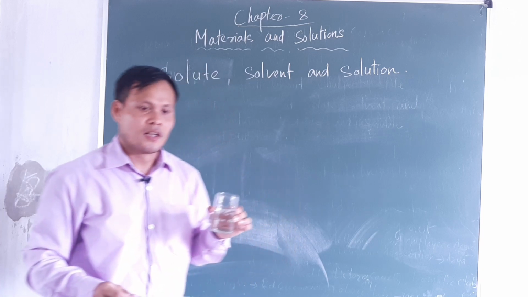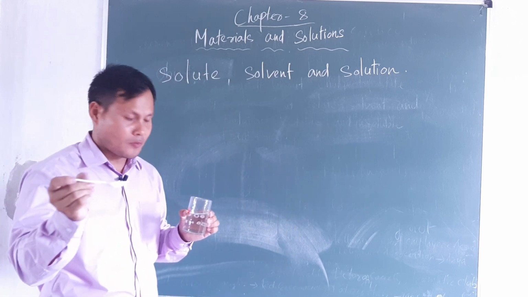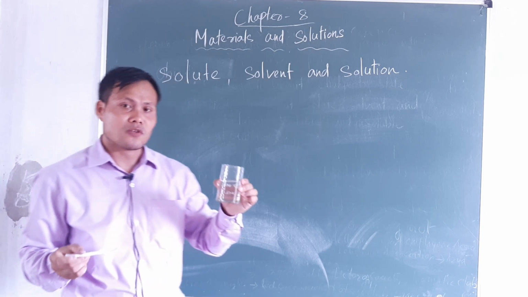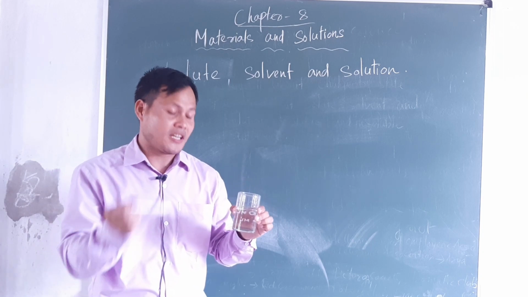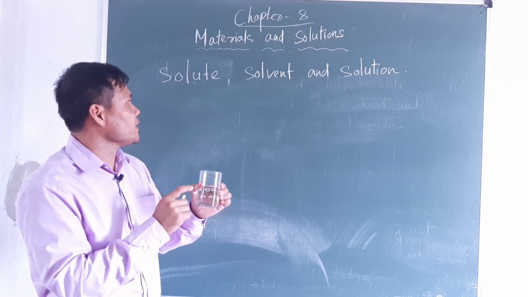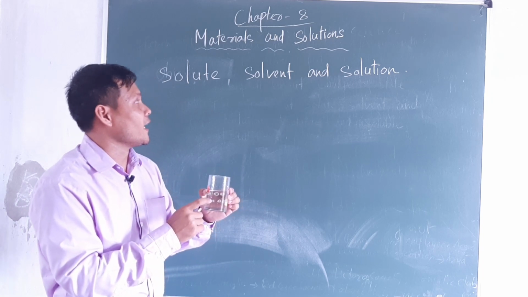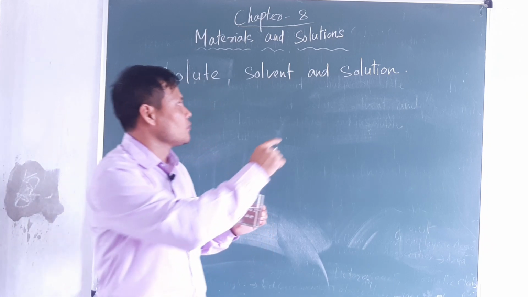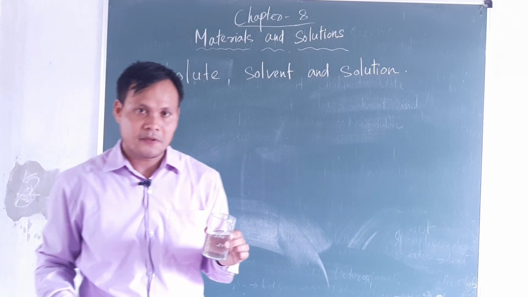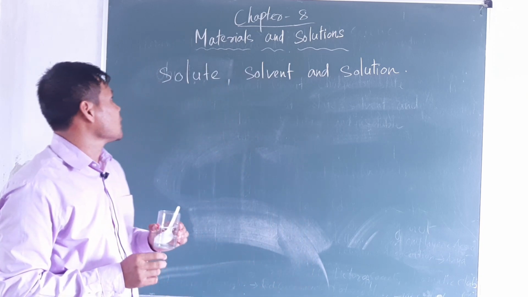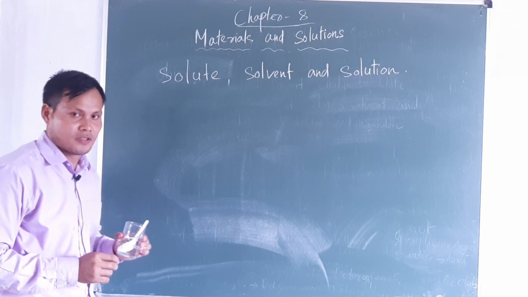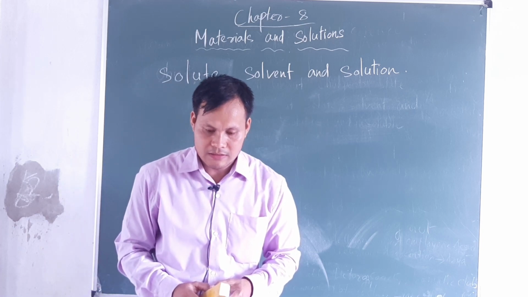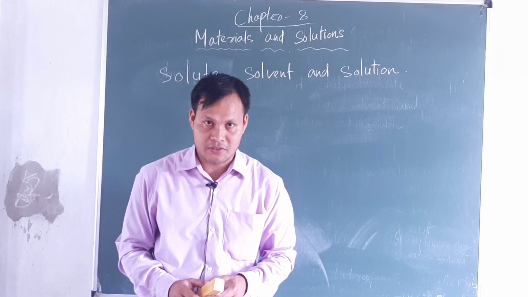I repeat, I have put a spoon of sugar into the water. Here the sugar is the solute, and the water in which I am putting the sugar is the solvent, and after the sugar and the water get mixed up, it then forms a solution. So, I hope you understand what is solute, solvent and solution. Another point, that is soluble substance and insoluble substance, right.